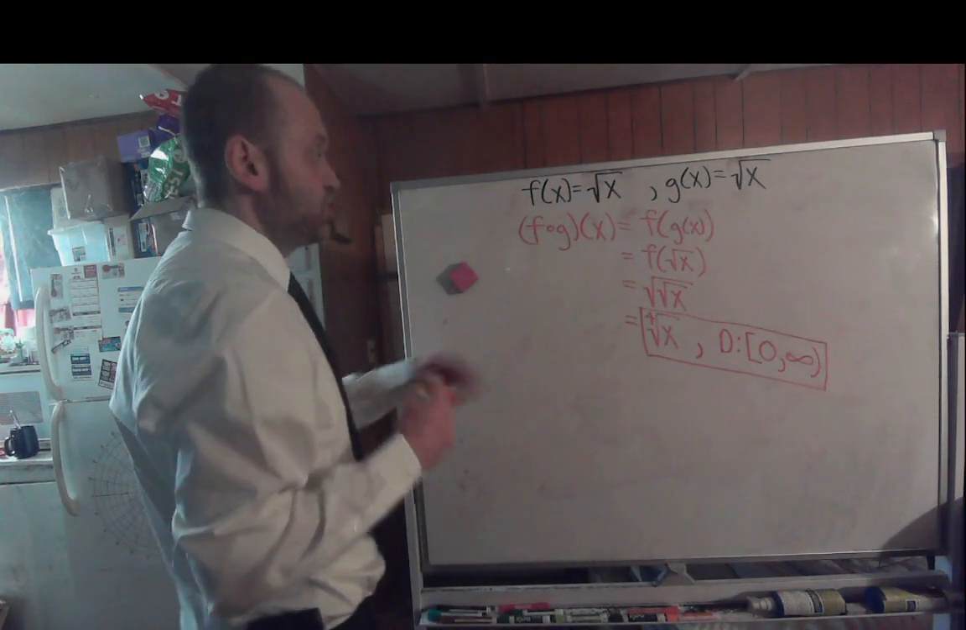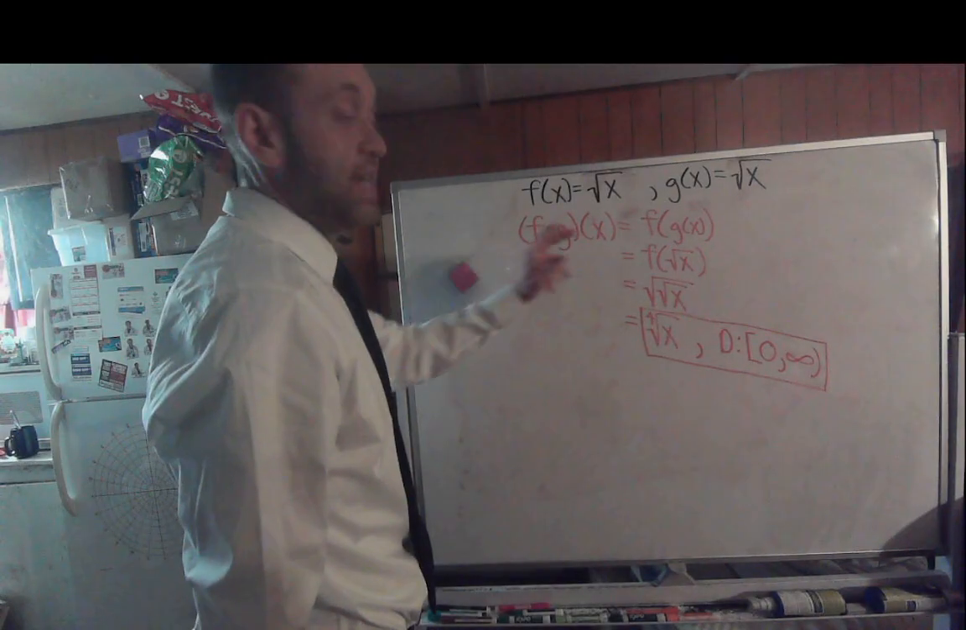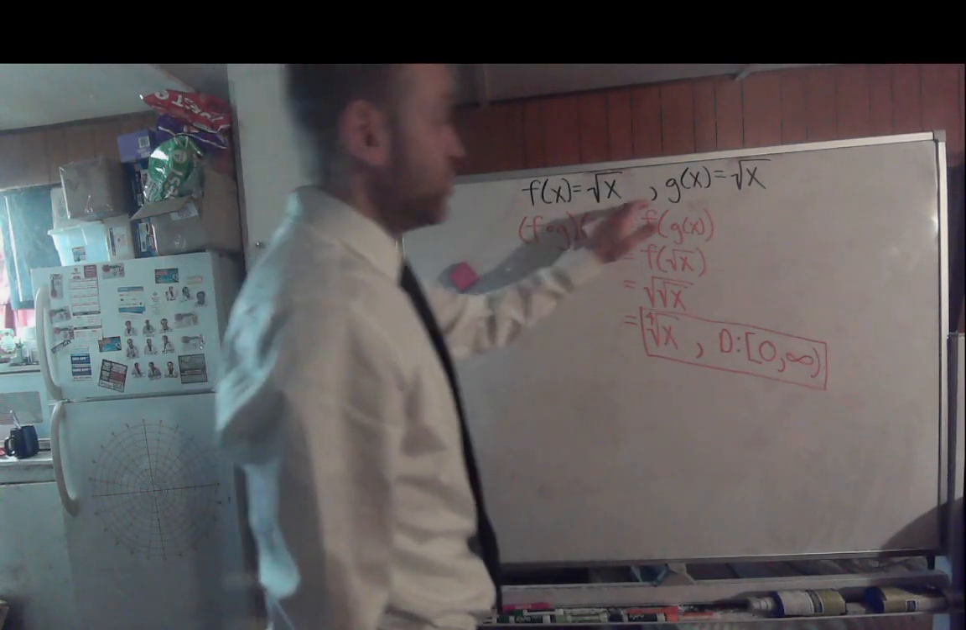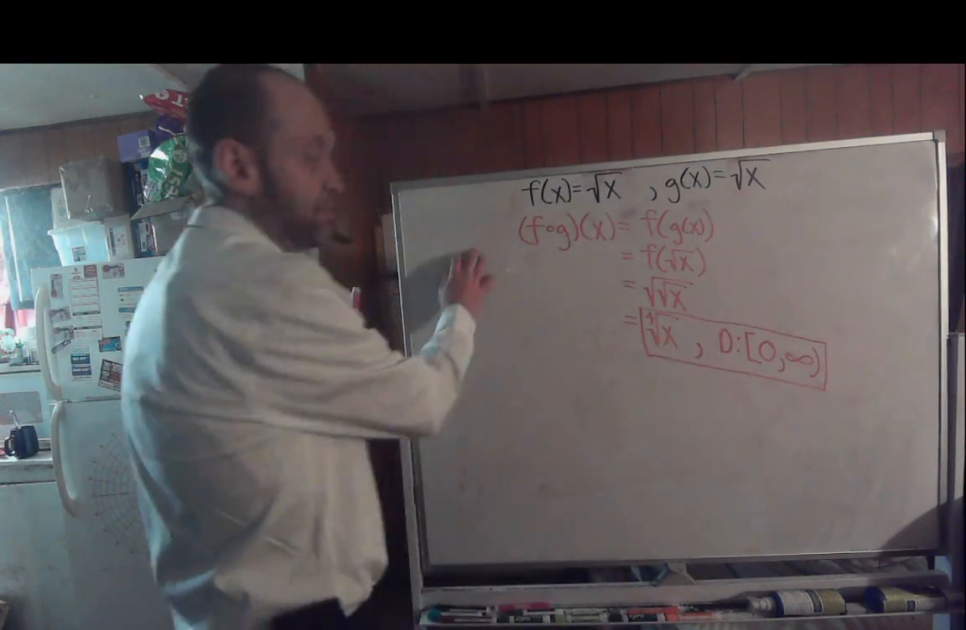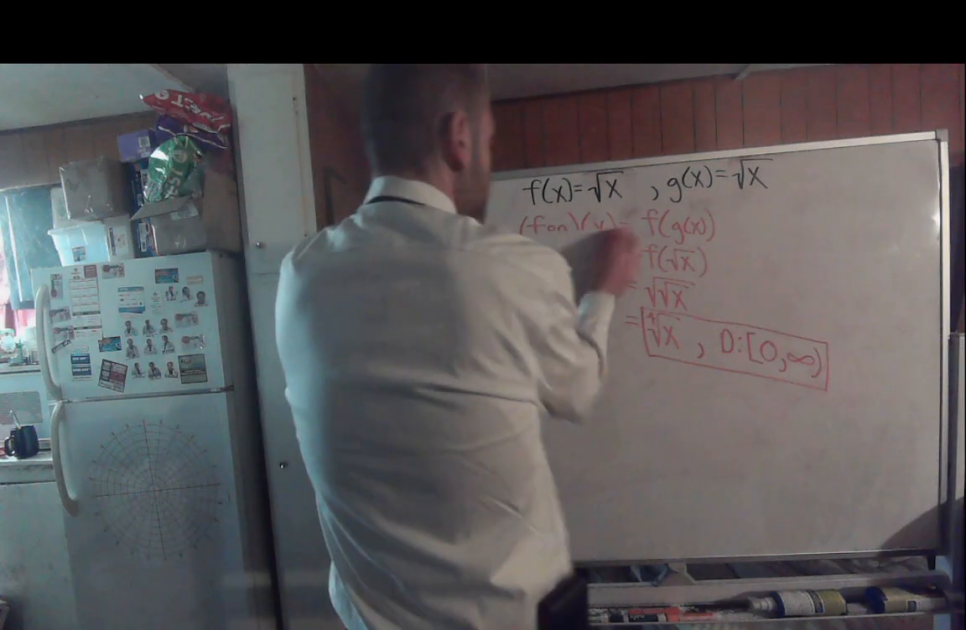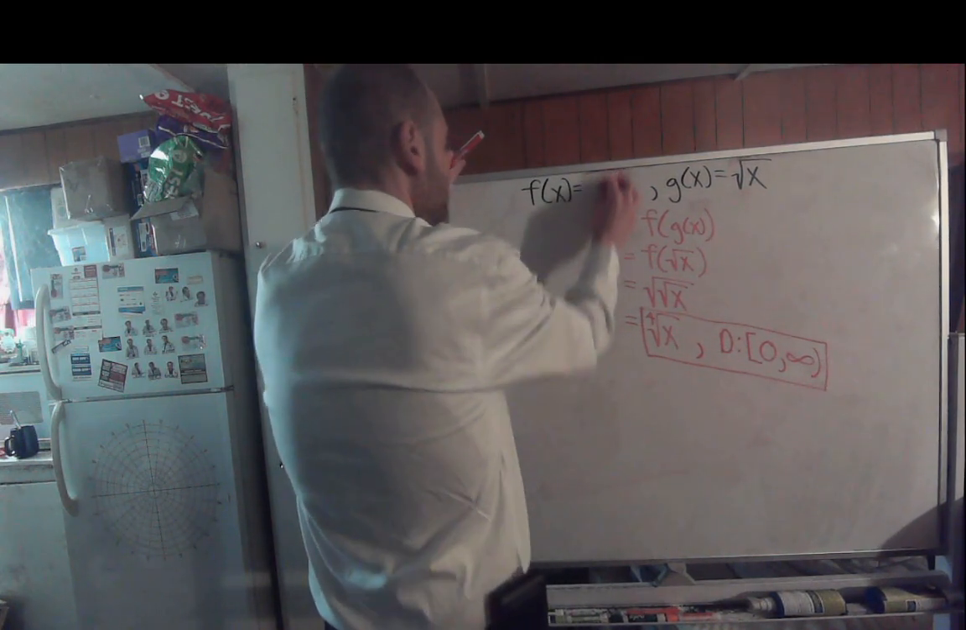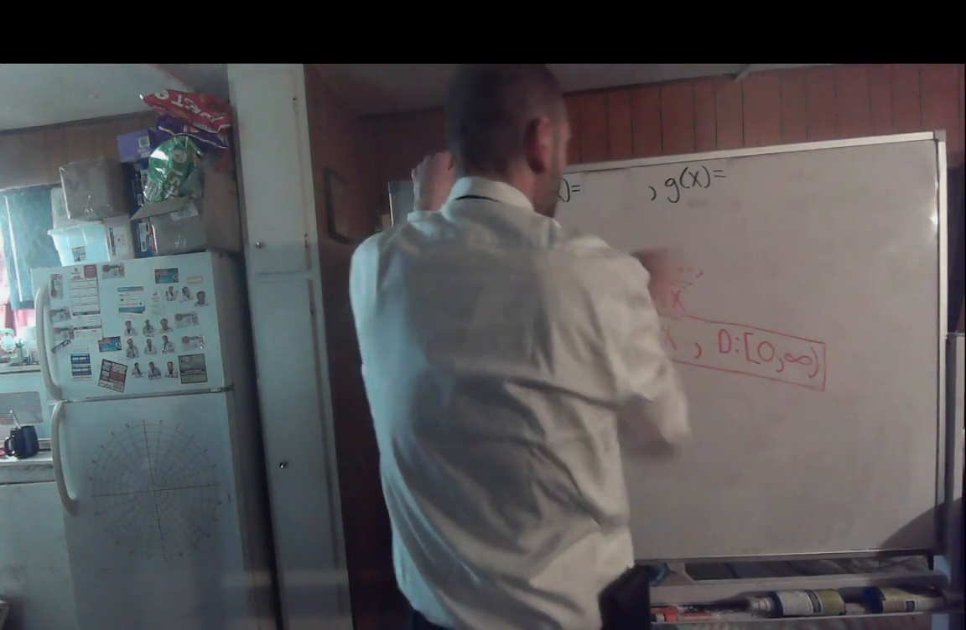And if we put in g composition f of x, guess what? Since they're both the same function, you're going to end up with the fourth root of x with the exact same domain. So there's really no point in sitting here doing g composition of f. You'll actually get the same thing in this case. One of the rare times that they're identical and equal, but two more.